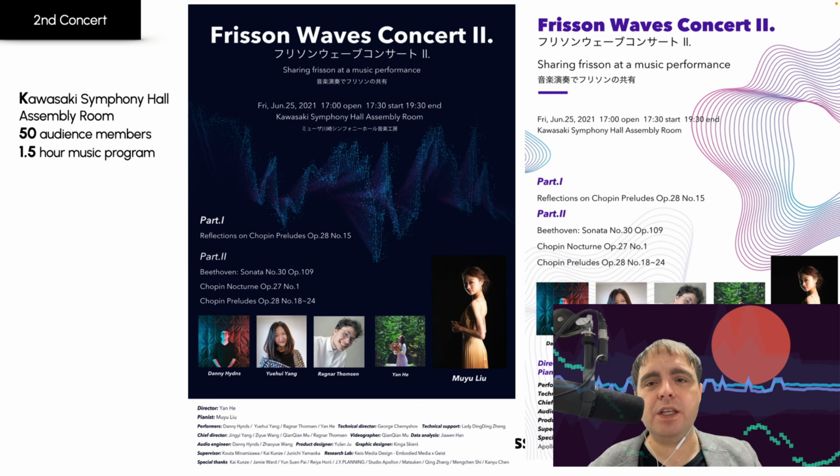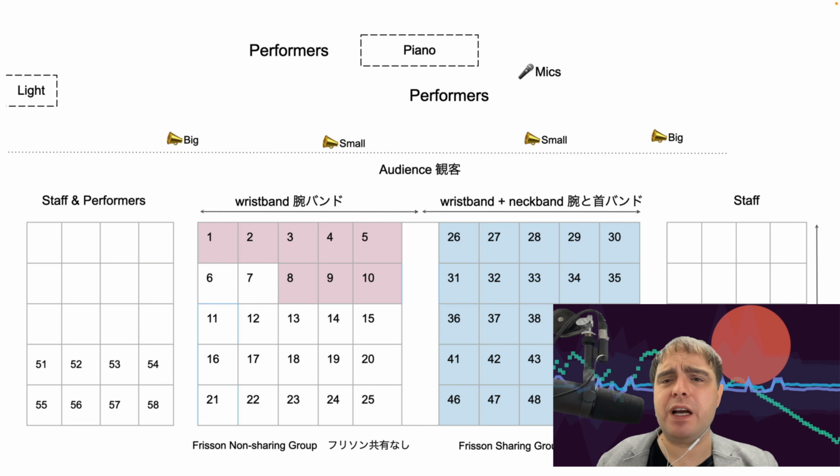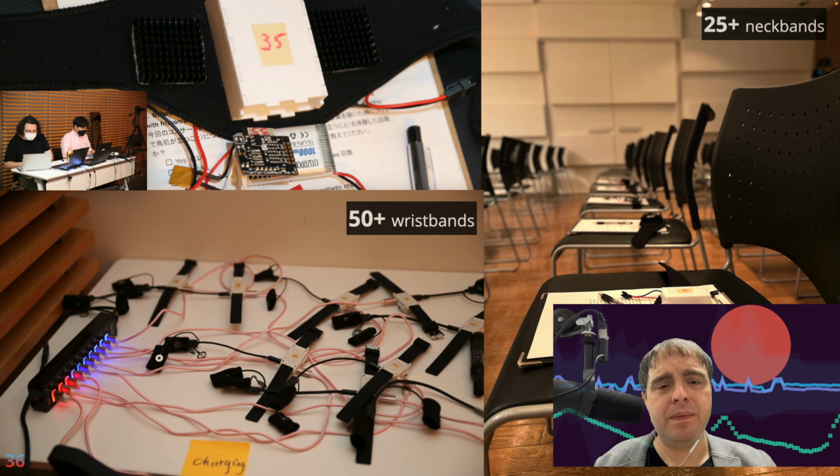So this was the second concert that we did, in this case with wristbands and neckband. So we had 25 people that just wore the wristband again for control group, and 25 people that wore the wristband and the neckband. So then this activation and stimulation happened. And here are some pictures from the experimental setup. So 50 plus wristbands, 25 plus neckbands.